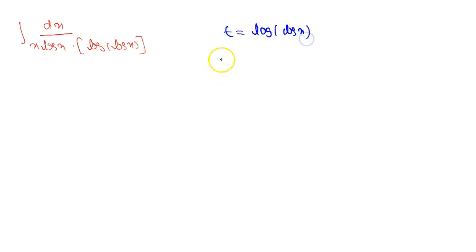Here the question is integral dx by x log x into log of log x. Okay, this is the question. So here in the question only he mentioned separate brackets like this. So here we need to take that function as t. T is equal to log of log x. Differentiation: dt is equal to 1 by log x into derivation of log x, which is again 1 by x, dx.